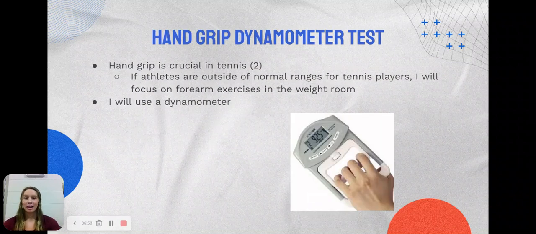Next, I will do a hand grip dynamometer test, which is shown below. The tennis players will just grab the dynamometer and squeeze it as hard as they can on both hands. The test will be run in 3 trials, and the best result from this test will be used. And this will just be used to assess their ability to grip their racket. And if tennis players are outside the normal ranges, then we can add more forearm work in the weight room.